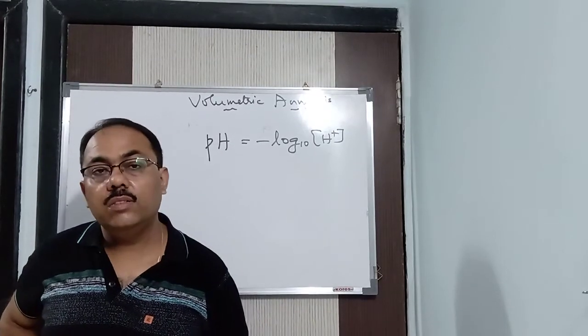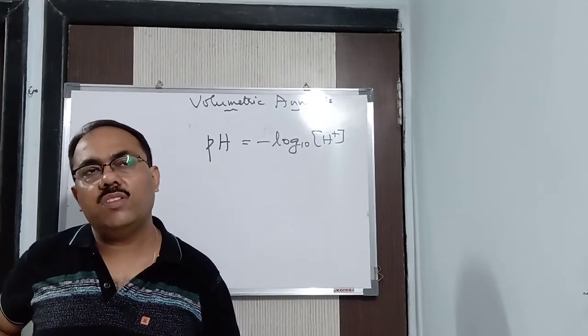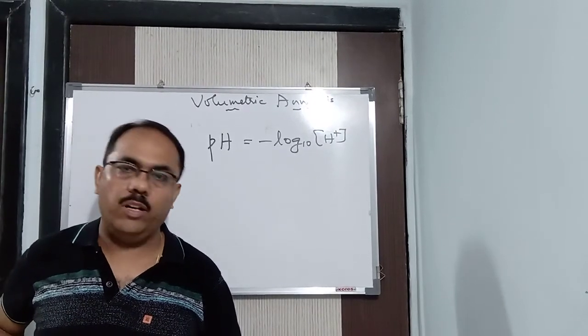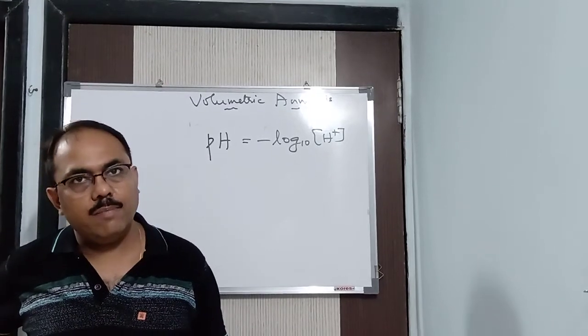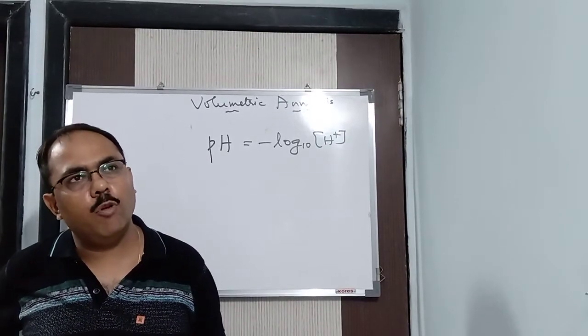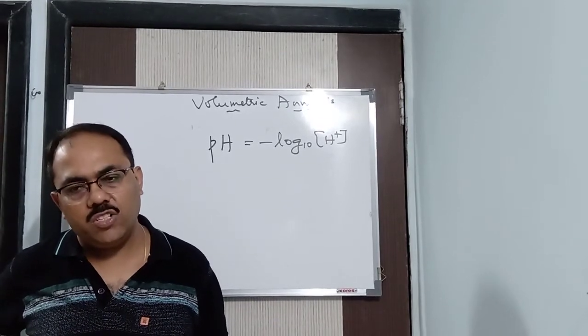Why is it so? Because in case of methyl orange, the range is from 3.3 to 4.3, or you can say 3.1 to 4.3. We can say that. And in case of methyl red, it is 4.3 to 6.3 in this way. These are the pH ranges.